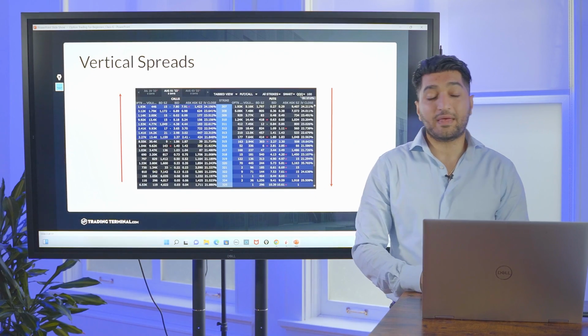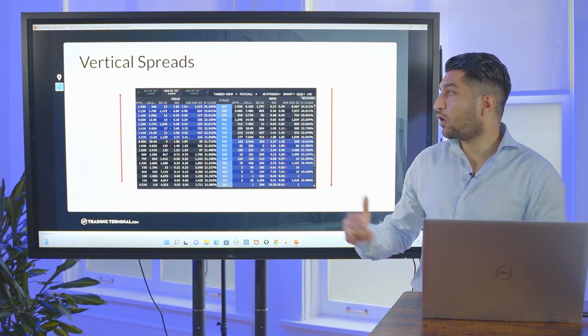First thing you want to know, and first thing you ask yourself is, why is it even called vertical spreads?